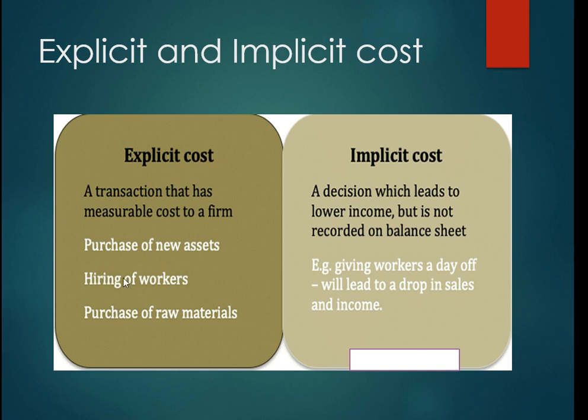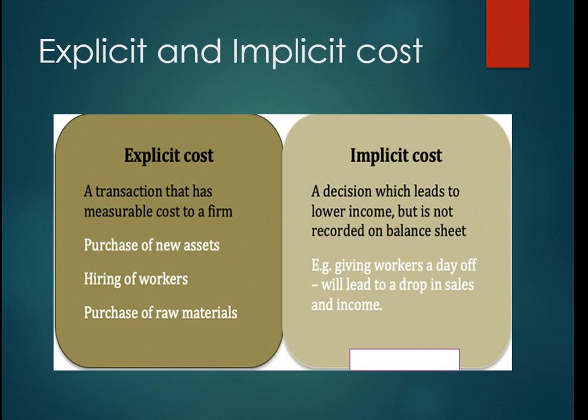Similarly, when you are hiring new workers, in order to hire them you must pay them wages, which is your expense, and you can see that expense. And so on, purchase of raw materials. When you are purchasing new raw materials for the production process, you must pay an amount or price for that raw material. So the idea is that explicit cost is the cost which you can see by yourself physically.